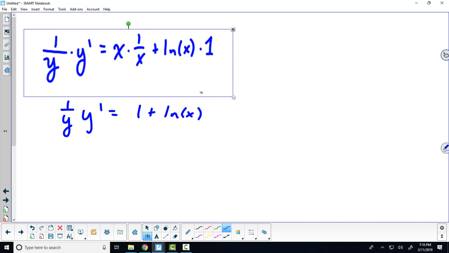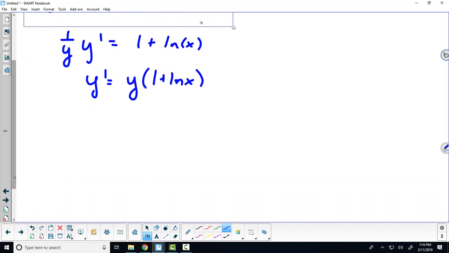We done with this problem? No. Well, heck no. We're supposed to find y prime, right? So we get that y prime is equal to y times 1 plus the natural log of x. Are we done with this problem? No. Heck no. That's an implicit answer. We can be explicit about it. Okay? So we get y prime is equal to x to the x times 1 plus the natural log of x.